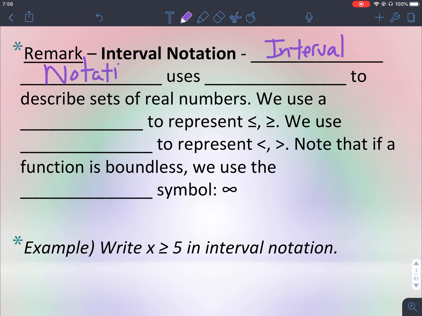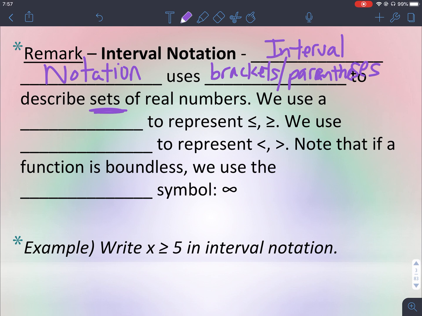Interval notation uses brackets and parentheses to describe sets of real numbers. Well, a set of real numbers is simply a group of numbers bunched together. So if I said something like x is a solution from 2 to 5, then 2, 3, 4, and 5 would be possible solutions, and everything in between. That is a set, it's a group.